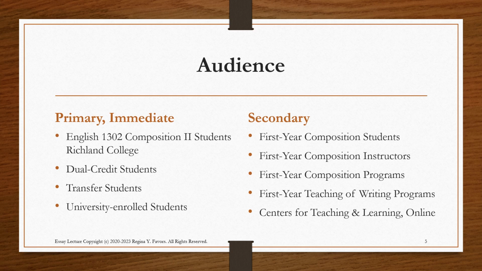So the audience for this lecture is primarily English 1302 students, and these students also may be dual credit transfer students as well as university enrolled. The secondary would be just the general first year composition students, first year composition instructors, first year composition programs, first year teaching of writing programs, and then Centers for Teaching and Learning Online. So that's your secondary audience. So you as a student taking my course, you would be a primary audience. And all of your fellow peers, fellow students would be primary for this course.